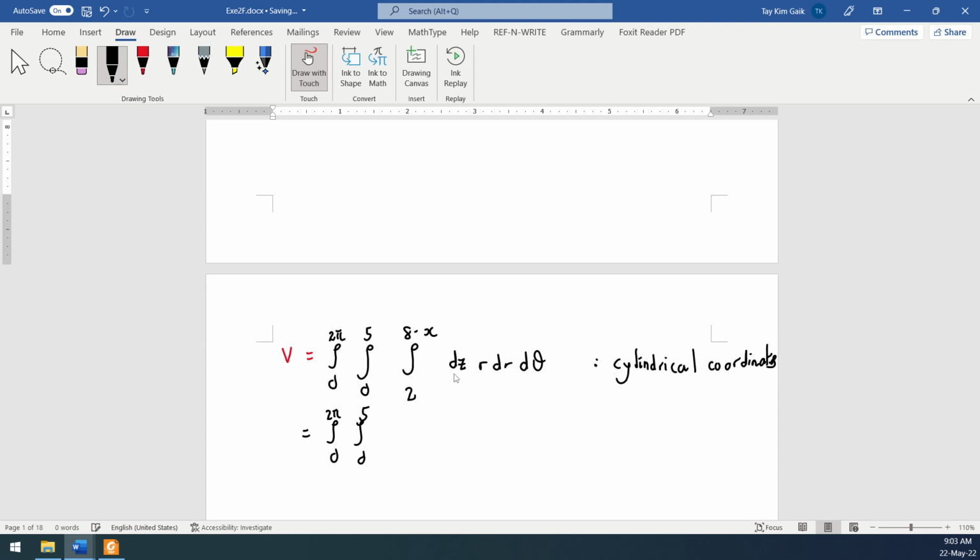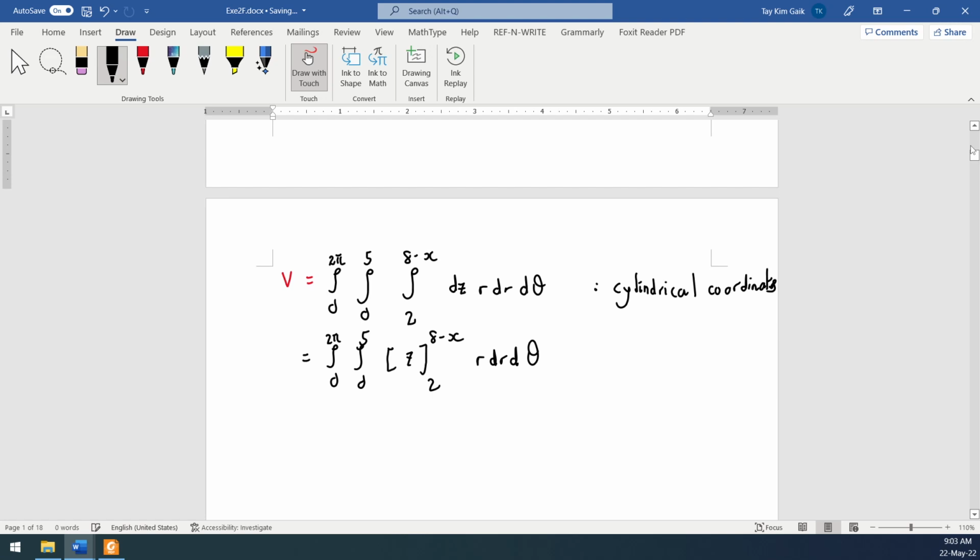First of all, you integrate with respect to z first. When you integrate with respect to z, r is constant. That's why you can factor it outside of dz. So this one you got z, with the limit for z from 2 up to 8 minus x. So you have r dr d theta here. Later on, plug in the upper limit, deduct the lower limit.